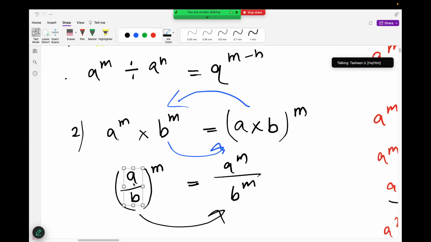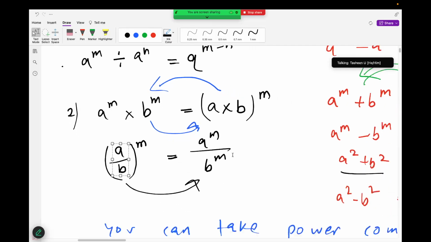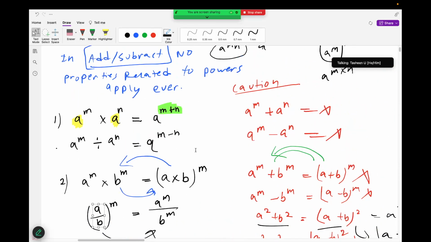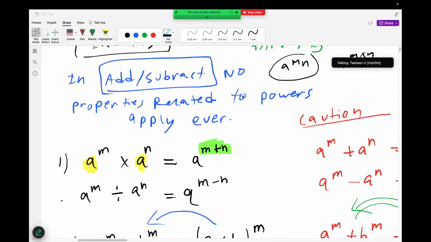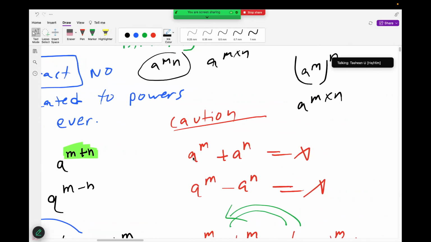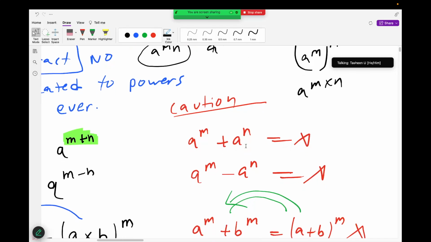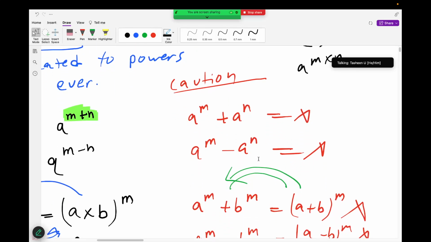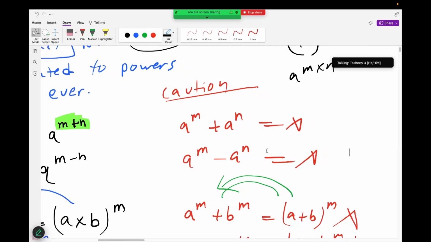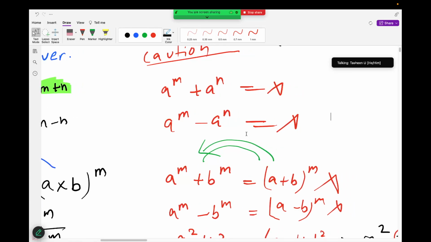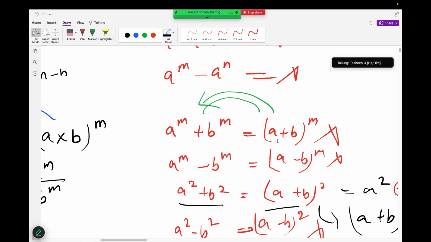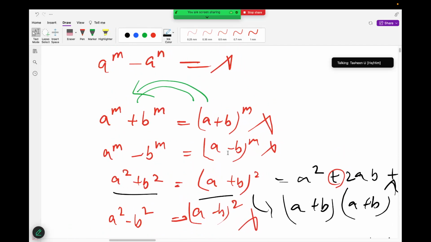So (a/b) to the power m can be written as a to the power m over b to the power m. This is the quotient. In addition and subtraction, no properties related to powers ever apply, which means a^m + a^n, you can't do anything here. There isn't anything related to this. Similarly for a^m - a^n, and the same for a^m + b^m, a^m - b^m, and so on and so forth.